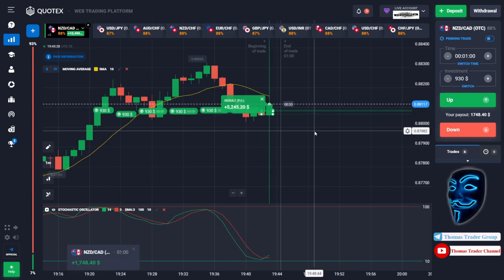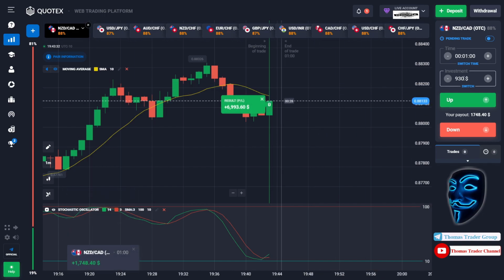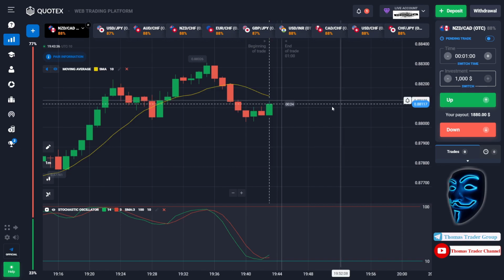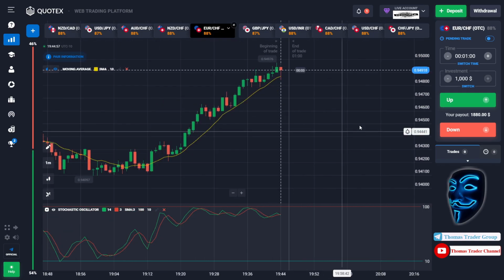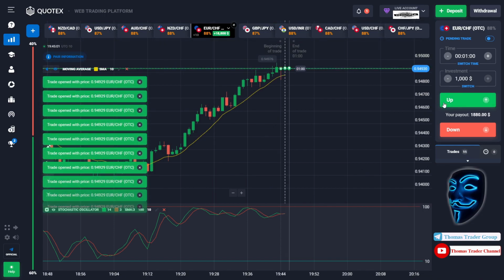We made a right prediction over here. We made a profit of $15,700. Let's divide it into 15. We will open 15 positions of $1,000 in the next open position. Over here we can open buy for 1 minute. We will open 15 positions of $1,000.